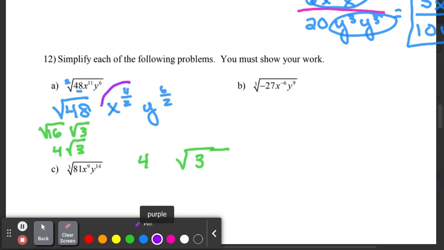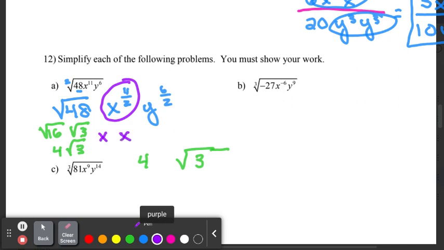Now, x to the 11 over 2. You can split this into 2 fractions, or you can say to yourself, how many times does 2 go into 11, which is x to the 5? The remainder is 1. So the x to the 5 goes in front of the radical, the remainder goes inside the radical, or if you want, you can just write that out.